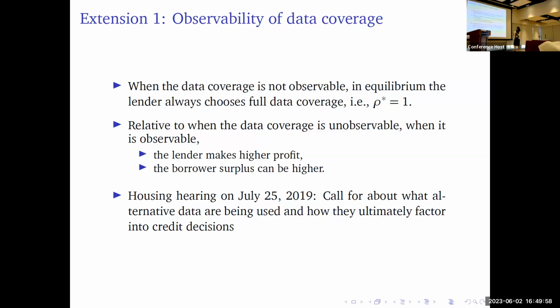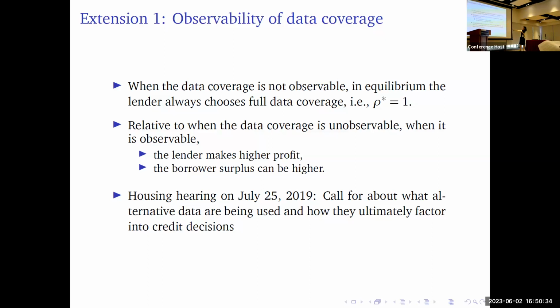What we show here is that when this rho becomes unobservable, then in equilibrium, the lender will just choose rho equals 1. And this result is quite intuitive. If rho is not equal to 1, and if the borrowers believe that, then the lender always has incentives to increase rho without changing the actions of the borrowers. So in equilibrium, it must be 1. And then we compare the two cases.